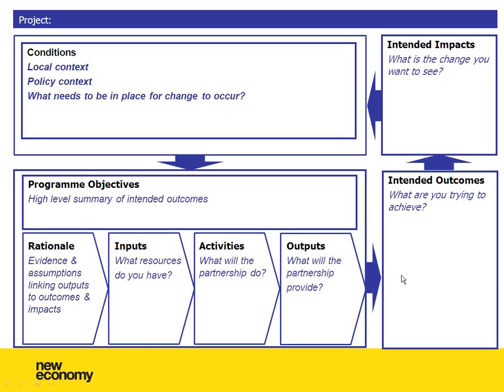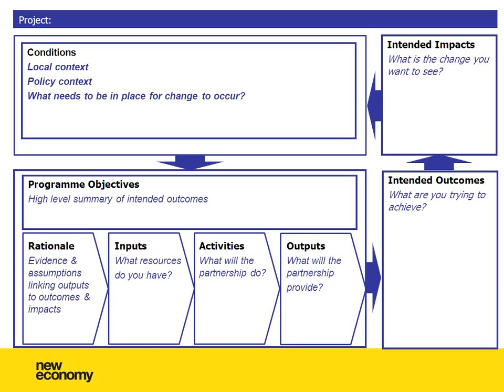The final box then, intended impacts. So this is saying, well, if those outcomes that you've just listed do materialize, then you're going to be having a positive impact upon your wider area. So you might be operating within a ward or within a neighbourhood, but by doing so you'll have a positive impact upon your local authority area or your city, for instance.